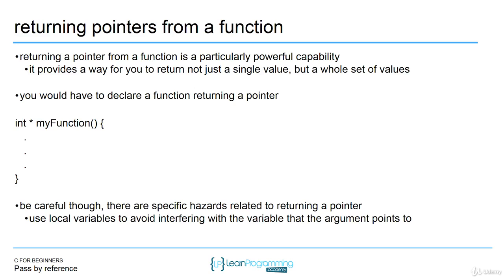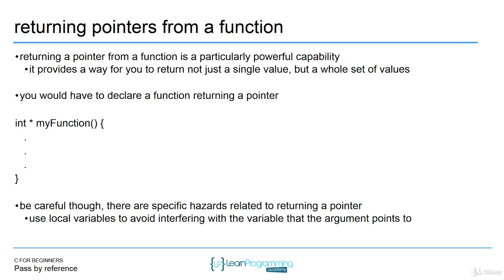Be careful though, there are specific hazards relating to returning a pointer. Use local variables to avoid interfering with the variable that the argument points to. It is somewhat problematic when you're returning pointers, because if you modify that pointer inside the function and then return it, it could do something that you don't intend. So always use local variables if you do not want to affect a variable that your argument points to.